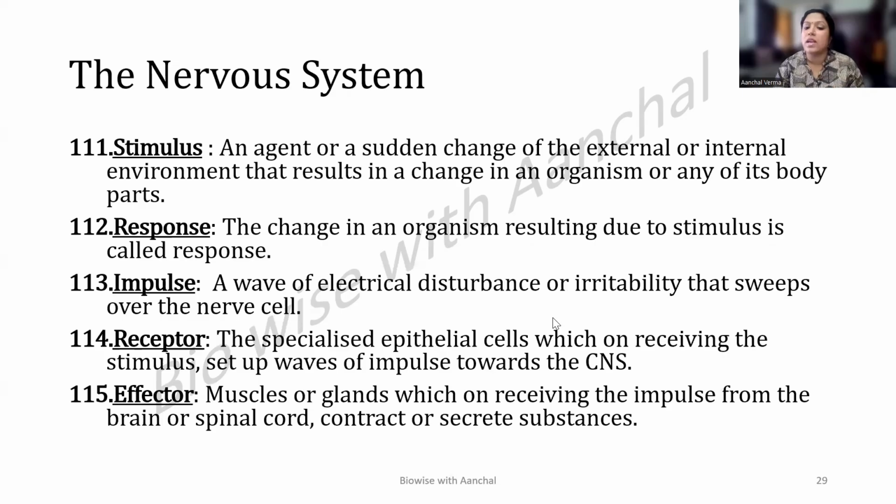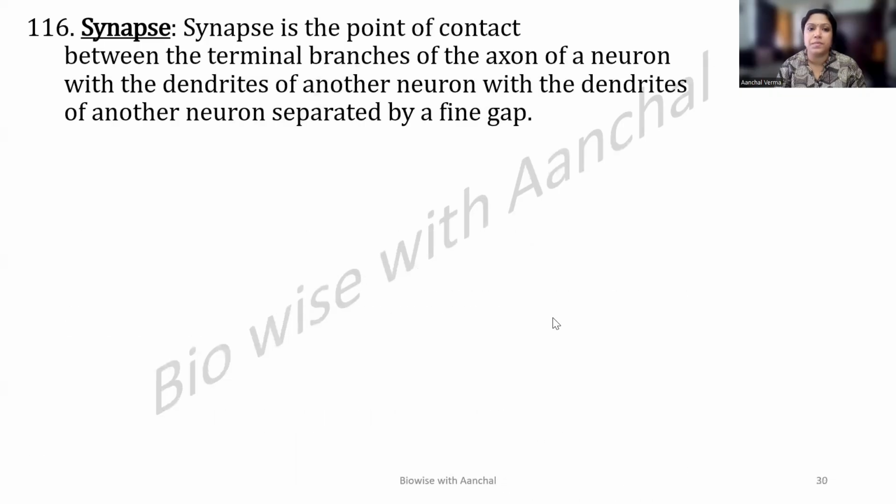Effector: muscles or glands which, on receiving the impulse from the brain or the spinal cord, contract or secrete substances. Synapse is the point of contact between the terminal branches of the axon of a neuron with the dendrites of another neuron, separated by a gap.